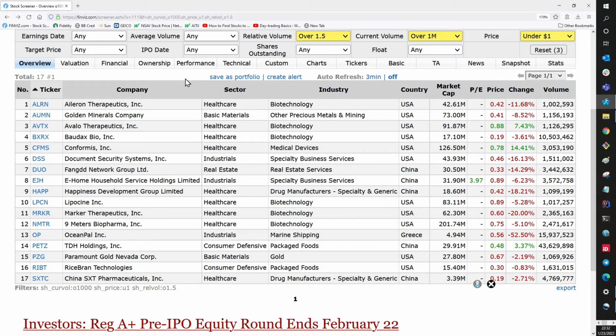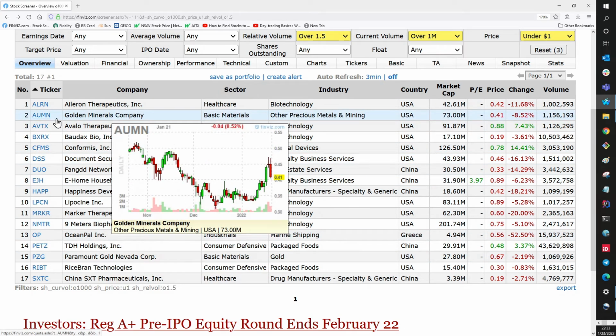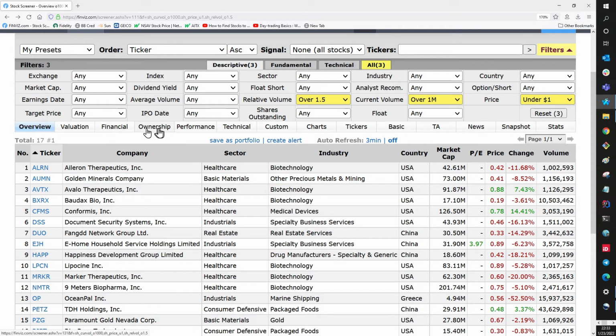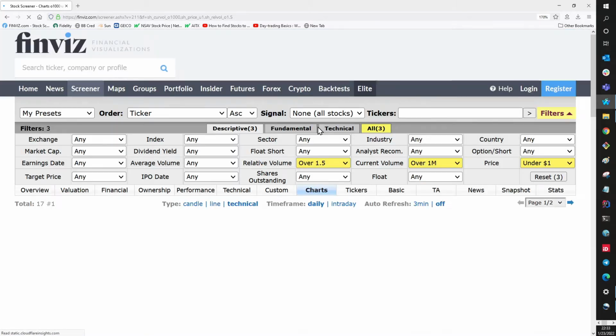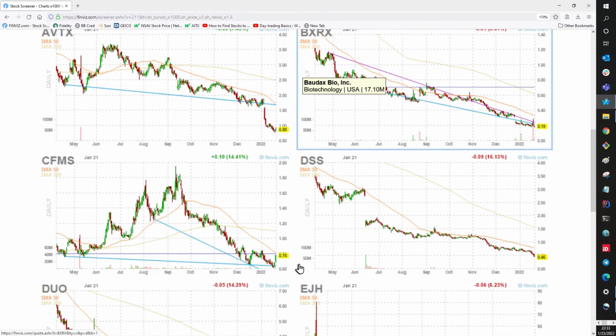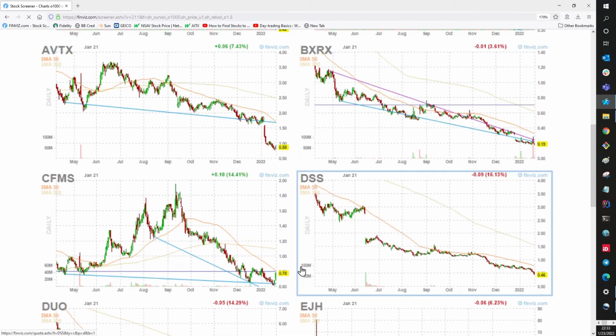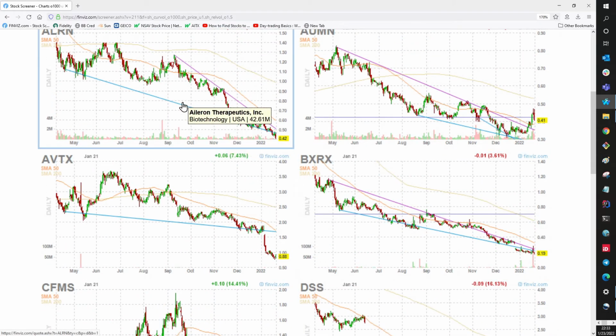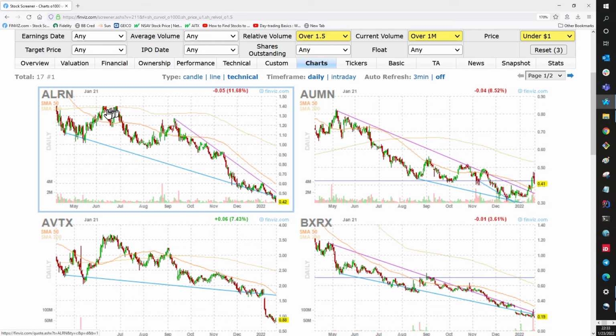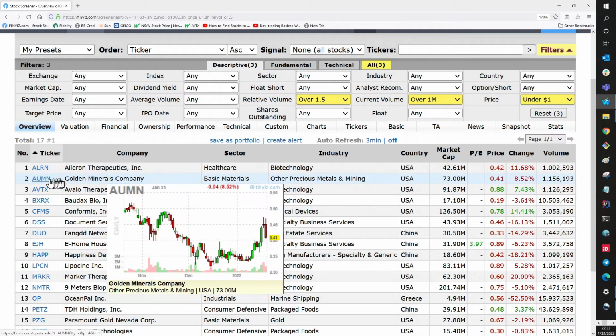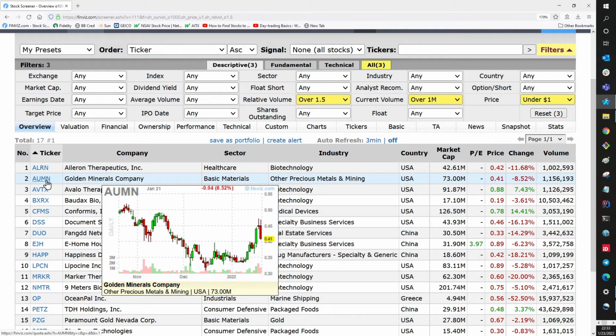It's not like general knowledge or information, but if you wanted to compare several of these charts at one time, you come over here to charts, click on that, and then you can look at several at one time. If you click on any of these charts, you're going to end up at the single chart page like we did before. So we'll just go back and click on Golden Minerals again.